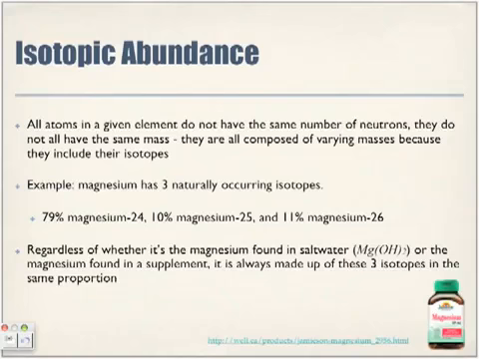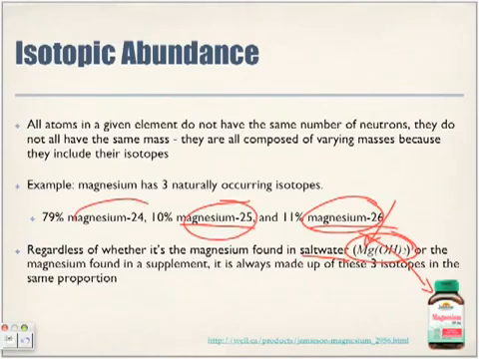So notice here the 2 different isotopes still found within that magnesium supplement. So anytime you see your formula, whether we look at magnesium in the supplement, or in salt water, which is Mg(OH)2, magnesium hydroxide, that magnesium is made up of these 3 isotopes in the same exact percentages: 79%, 10%, 11%.